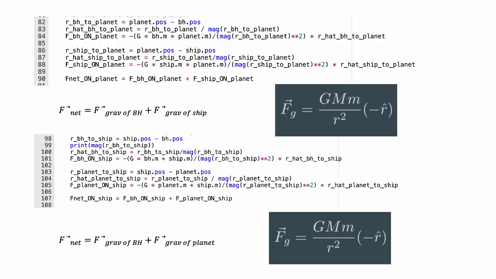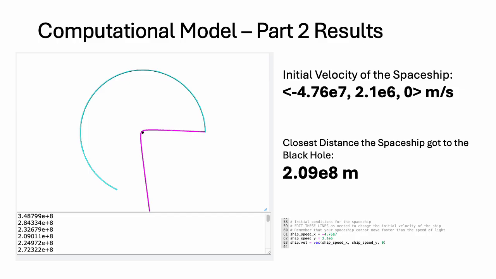To calculate the forces acting on the system, I had to add code that computed how each object was affected. The top half shows the code for the net force acting on the planet based on the law of universal gravitation formula, and then the same code was applied to the spaceship as shown on the bottom. In order to find the initial velocity, trial and error was used until I found an initial velocity that sent the spaceship close to the black hole without getting sucked in. This was the found initial velocity, and the closest distance was also calculated.